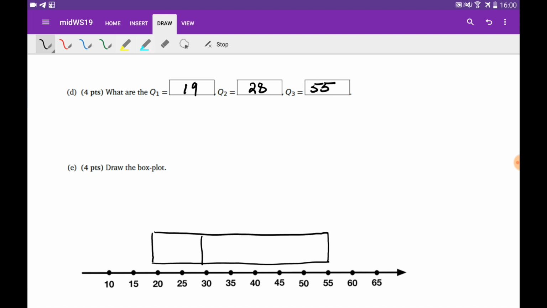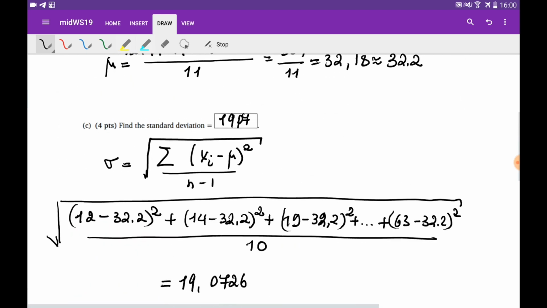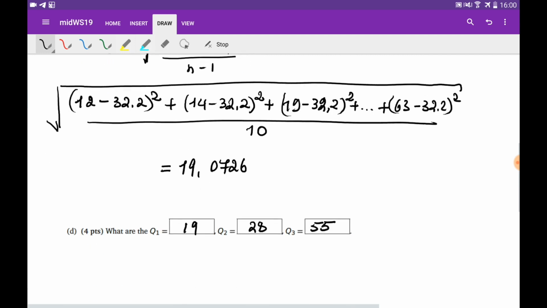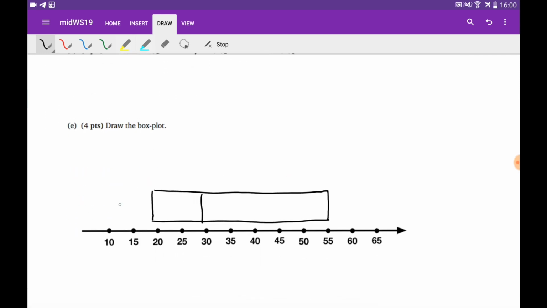And additionally, that's really important, we need to put the minimum point here. So the minimum point in our data set is equal to 12, and the maximum point is 63. So we need to indicate those numbers as well. So we need to put here 12 and 63. Then we need to connect this with this. It's going to be the box plot for our data set.